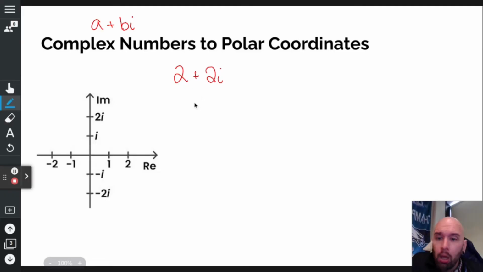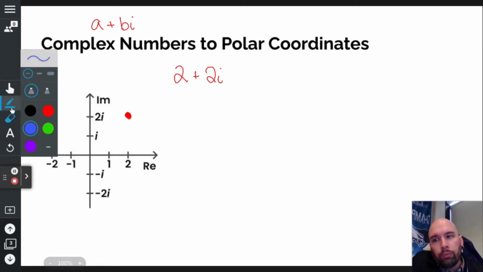If I wanted to graph a complex number on a complex number plane, it's very similar to a rectangular plane. You would basically say, you are the real number, so let's go right 2 on the real axis, and you are the complex or imaginary number, so let's go up 2 on the imaginary axis and put a dot at what appears to be 2, 2.